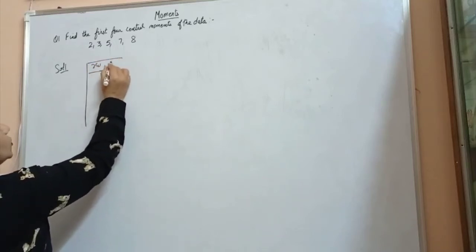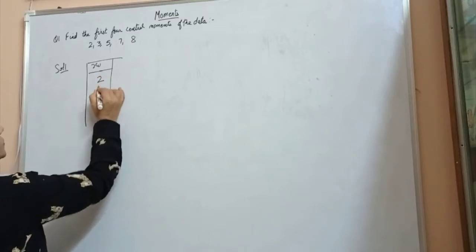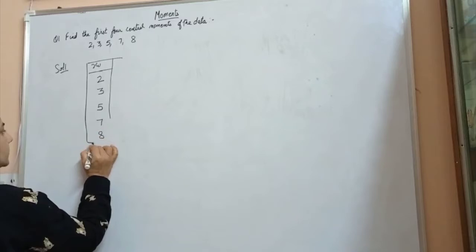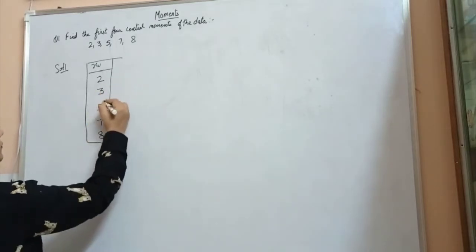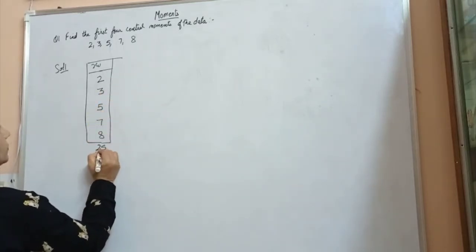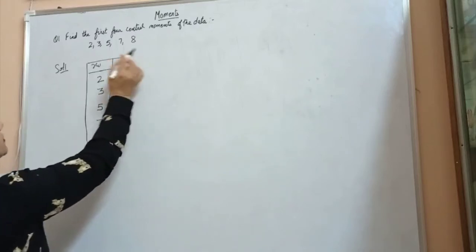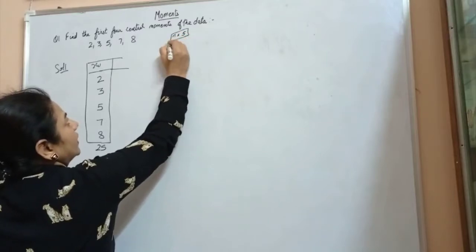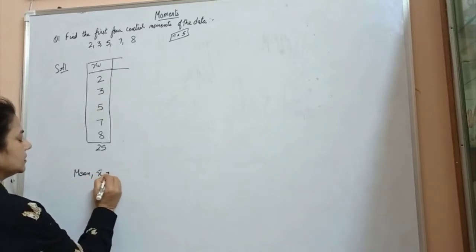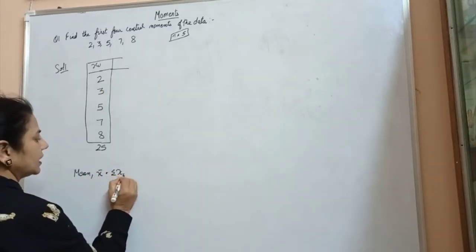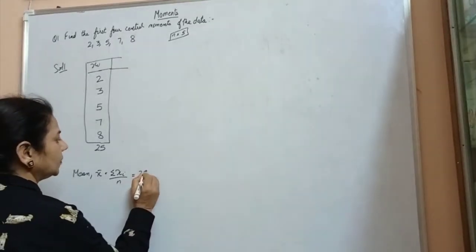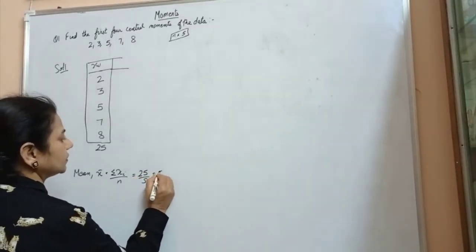Consider xi to be the given observations 2, 3, 5, 7, 8. Adding them gives 5, 10, 15, 25. Then the number of observations are 1, 2, 3, 4, 5, so n is equal to 5. Mean is given as sigma xi upon n, the sum of observations divided by the number of observations, 25 upon 5, which is equal to 5.